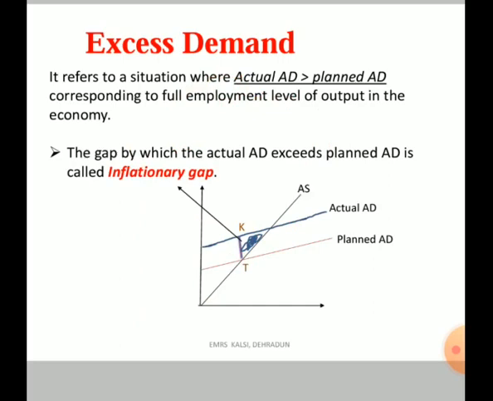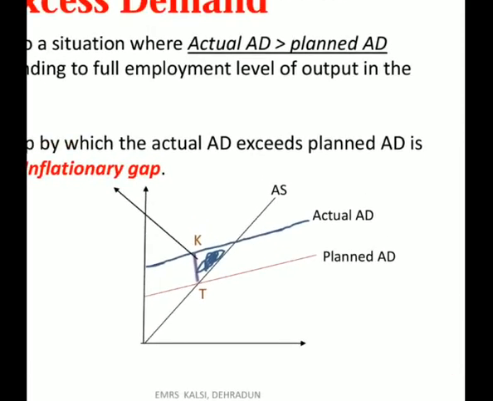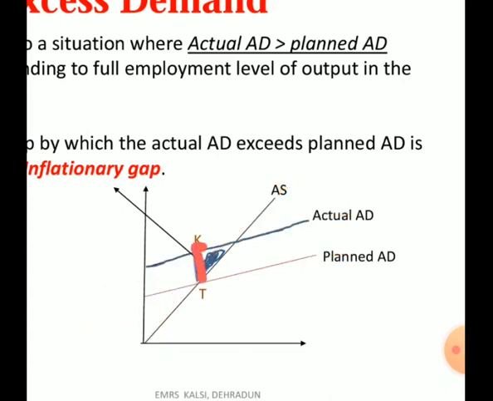So how will we show this through a diagram? We can see here, this is the graph, this is our AS, this is planned AD, and this is actual AD. Planned AD is here and the actual AD is here. So actual AD is more than the planned AD, and this gap KT is the inflationary gap. This area KT is called the inflationary gap.